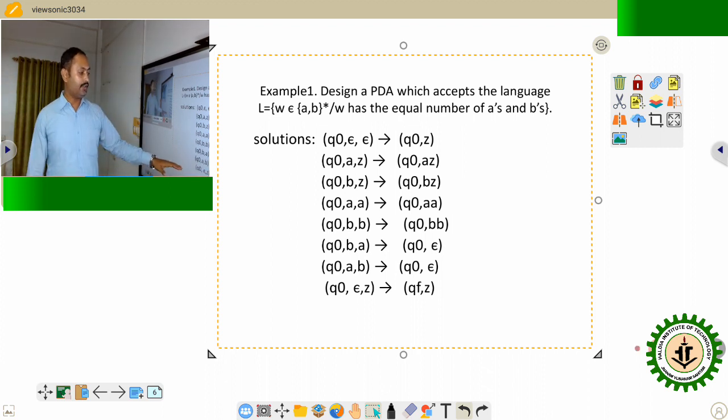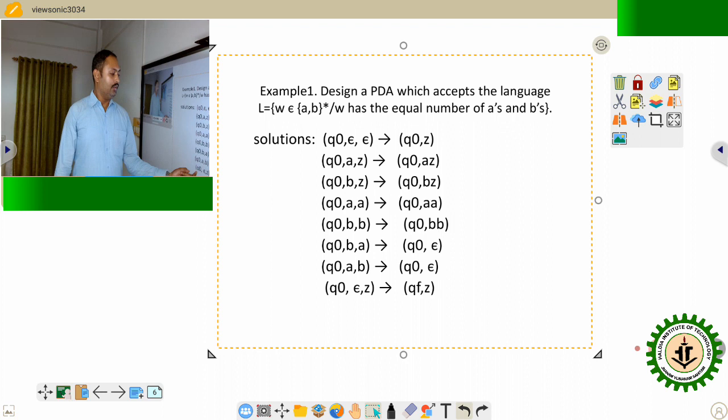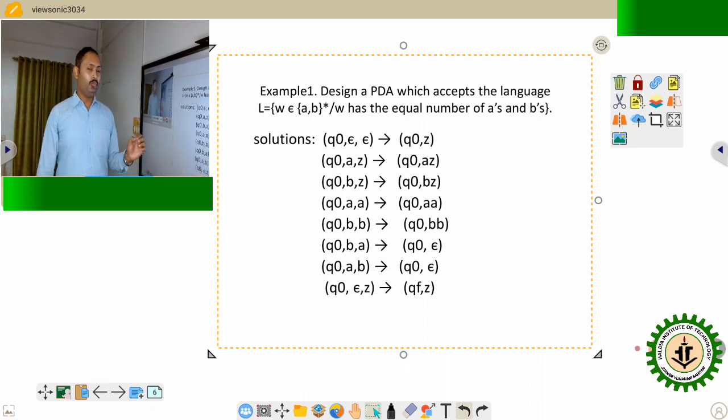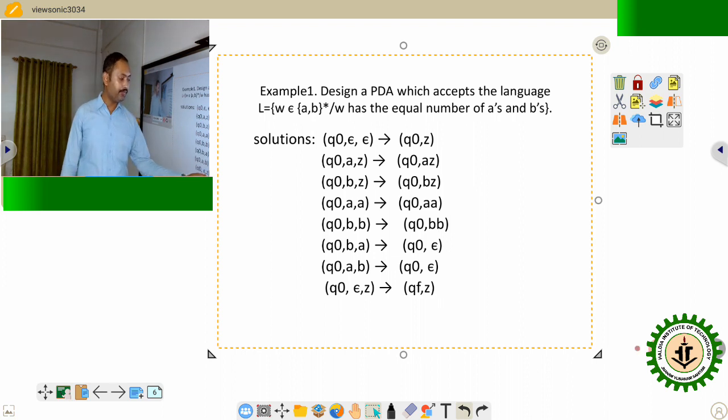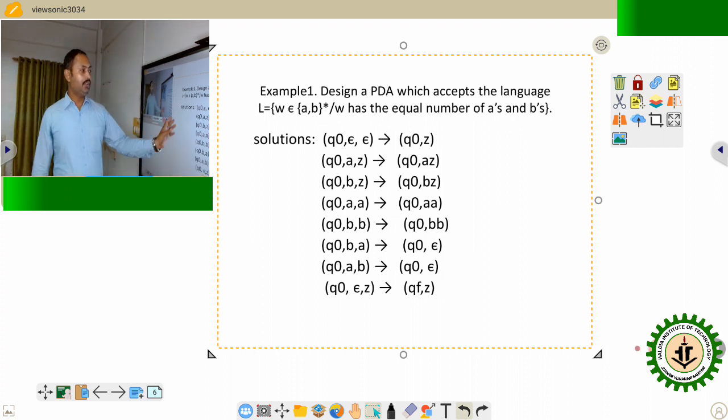And at the last, there is no symbol in the stack, just Z over there, which means the stack is now empty. So we can now end our execution. That is why Q0 turns into QF, nothing but the final state, and Z will remain Z again. So this is the overall solution of this example, that the string has an equal number of A and an equal number of B.